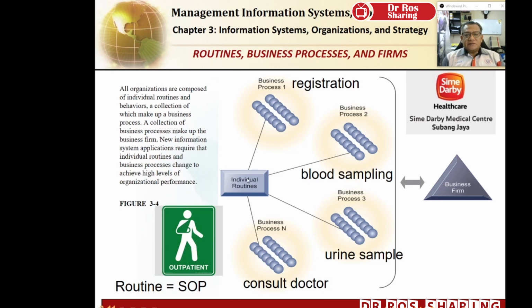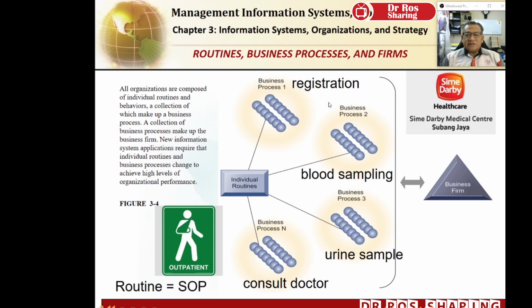So first, the business process is that the outpatient needs to register himself or herself. After getting registered, the next business process is to take a blood sample. Then after taking the blood sample, they proceed with taking the urine sample. After getting both results, perhaps after 30 minutes or 1 hour, the result is available to the doctor, and only then can the outpatient see a doctor for consultation.